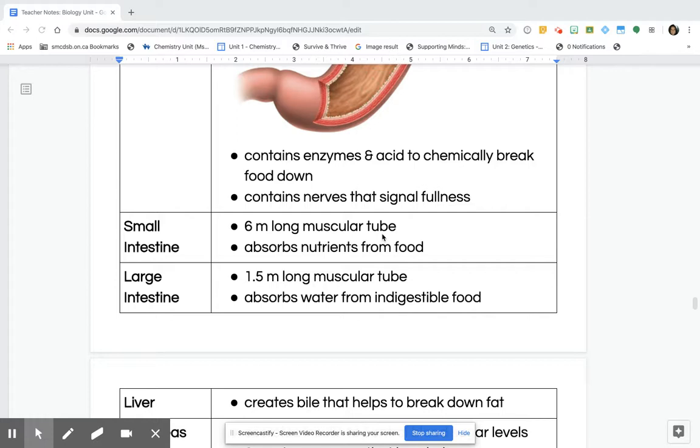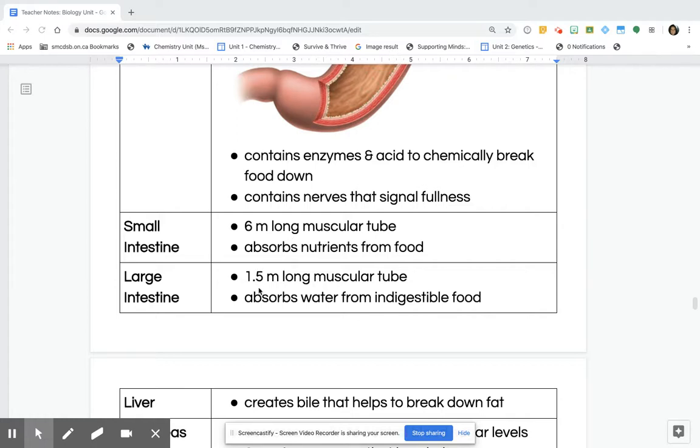So again, we can contract and relax to pass that food through. But our small intestine has one super important role, and that's to absorb all of these nutrients from our food. So any vitamins or minerals, any of that stuff, is actually getting absorbed in our small intestine, not in our stomach. Our stomach's job is just to break down our food. Our intestines are going to absorb the stuff that we need from it.